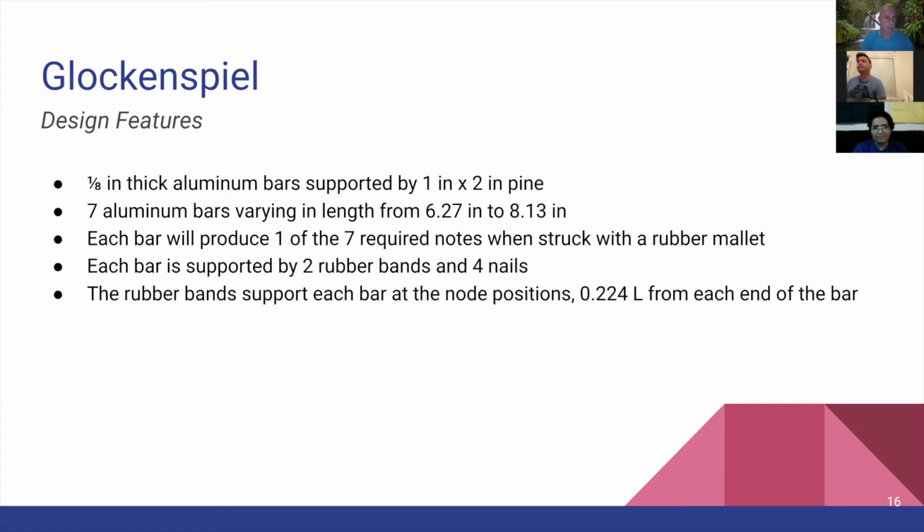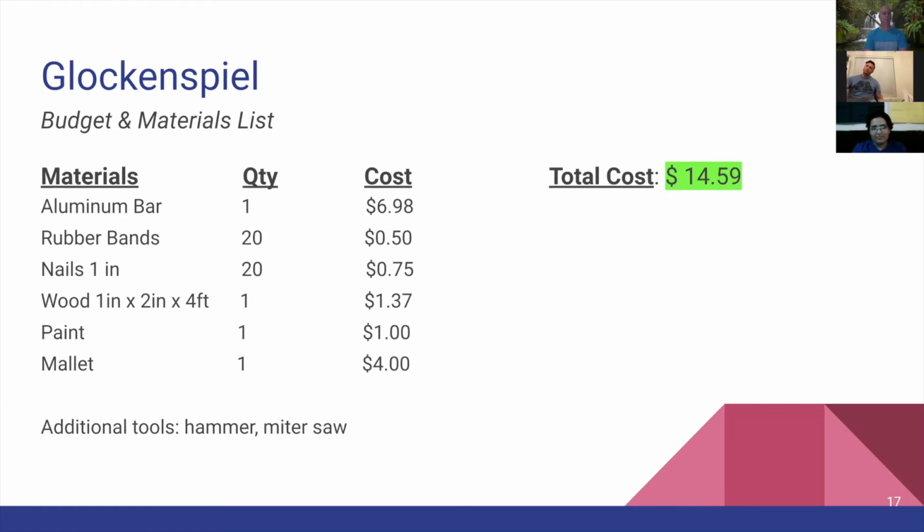My instrument is the glockenspiel. It's made of 7 aluminum bars supported by 2 rubber bands and 4 nails each. The rubber band supports must be 22.4% of the length from either end. The materials I am going to use are aluminum bars, rubber band, nails, wood, paint, and a mallet. The total cost for me is $14.59. Additional tools that I'm going to need will be a hammer and a miter saw.